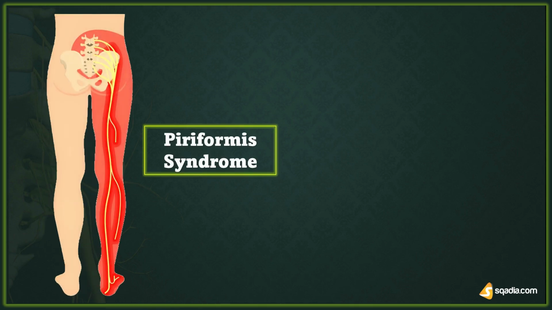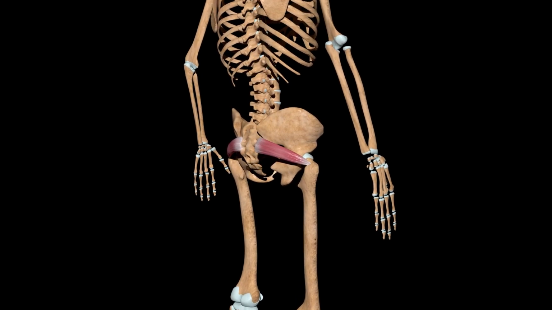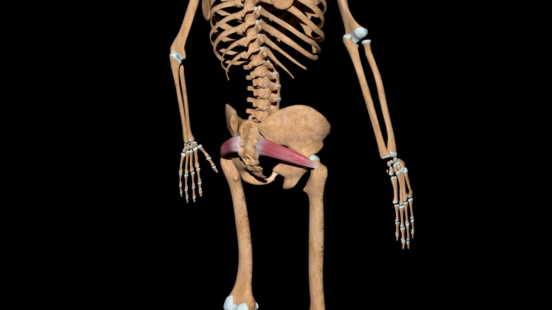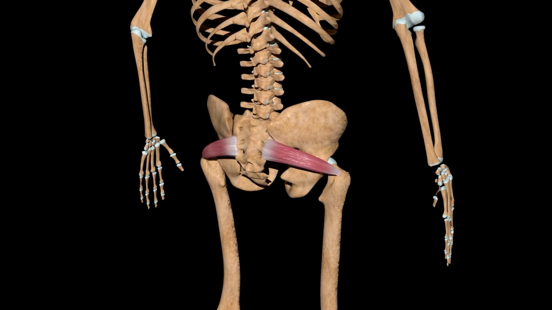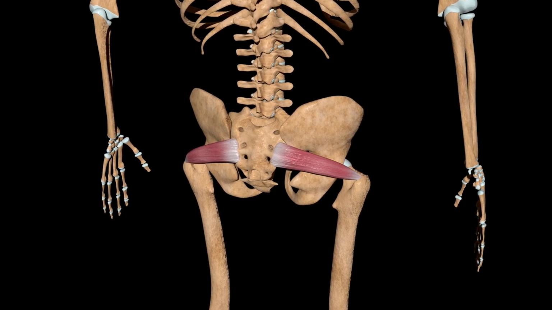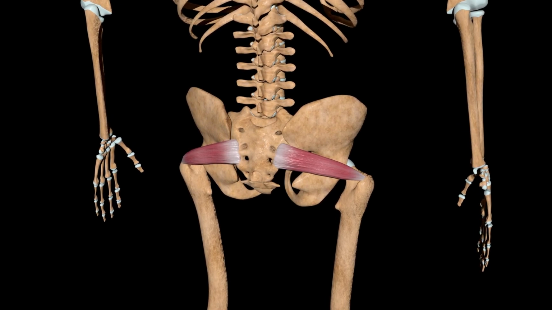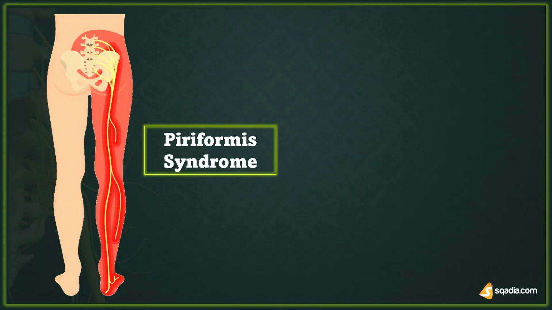Another common condition related to the sciatic nerve is piriformis syndrome. The piriformis muscle is a small, deep muscle located in the buttocks region. It originates from the sacrum, the triangular bone at the base of the spine, and attaches to the upper part of the femur. The piriformis muscle plays a role in the rotation and stabilization of the hip joint.